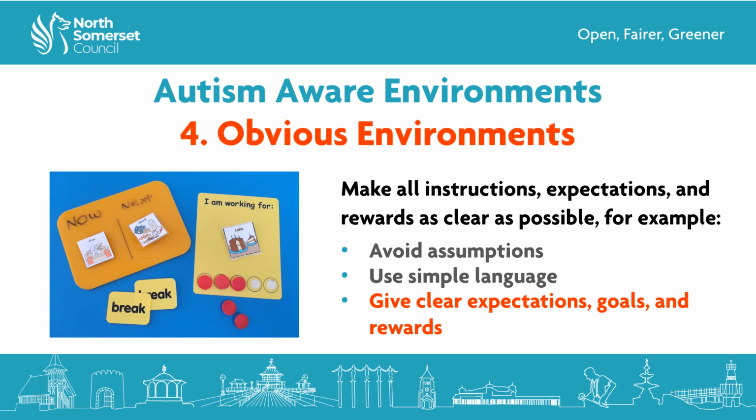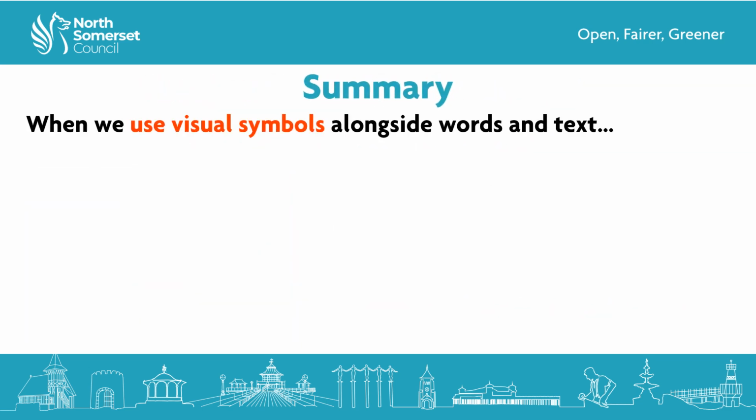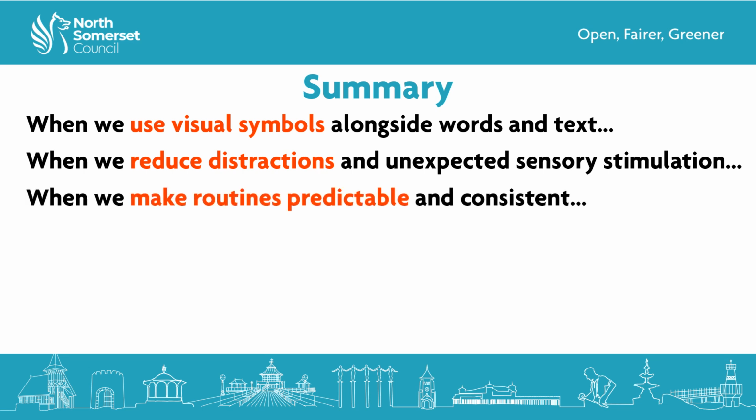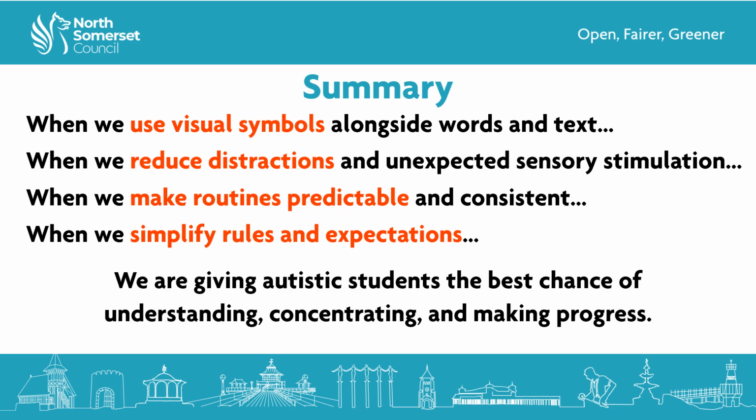So, let's summarise by saying that when we use visual symbols alongside words and text, when we reduce distractions and unexpected sensory stimulation, when we make routines predictable and consistent, when we simplify rules and expectations, we are giving autistic young people the best possible chance to understand, concentrate, and make progress in our primary school.